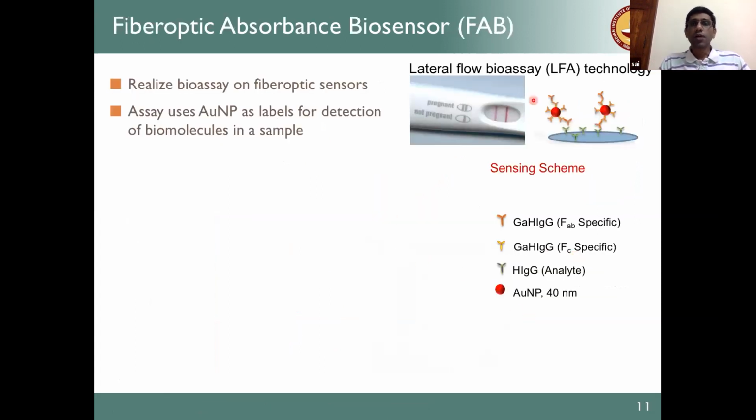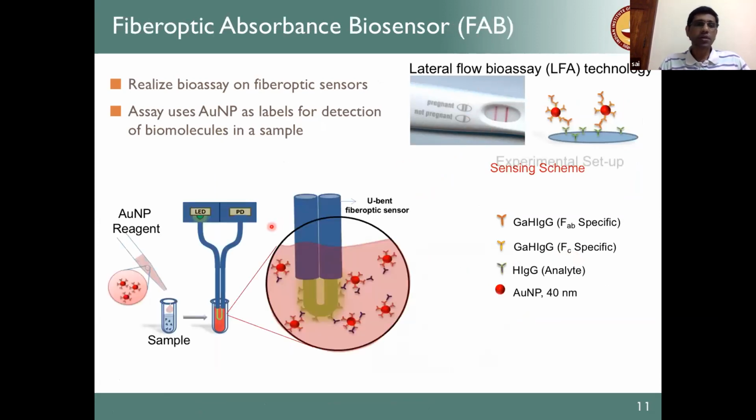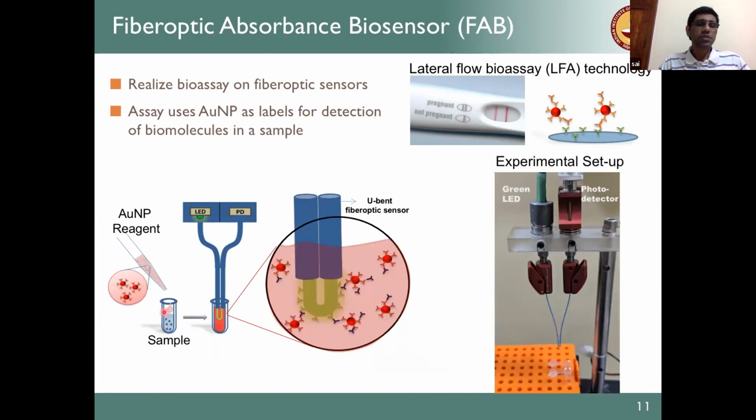Whatever happens in a lateral flow assay, we try to do the same thing here. We just take a sample and add gold nanoparticle reagent that is coated with some antibodies, leave it for 5-10 minutes, and dip the fiber probe coated with antibodies. What you see is a sandwich immunoassay you will be able to realize on the fiber surface.